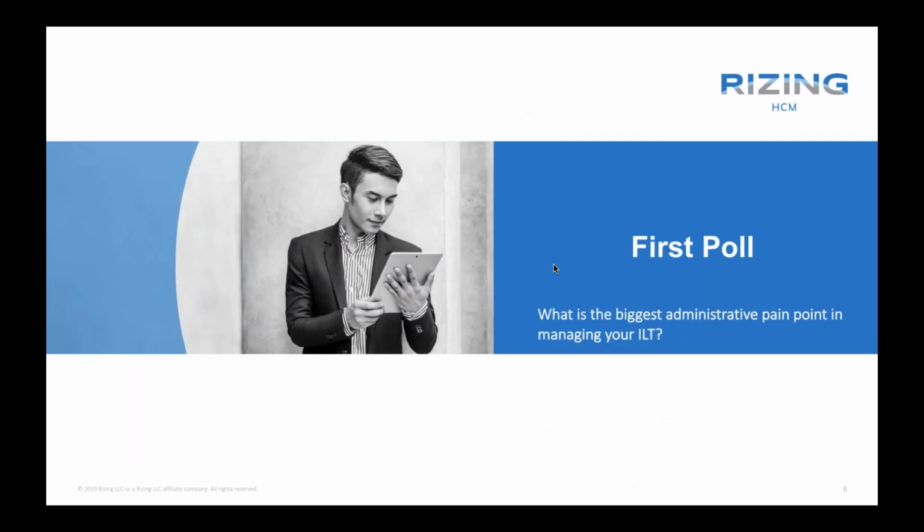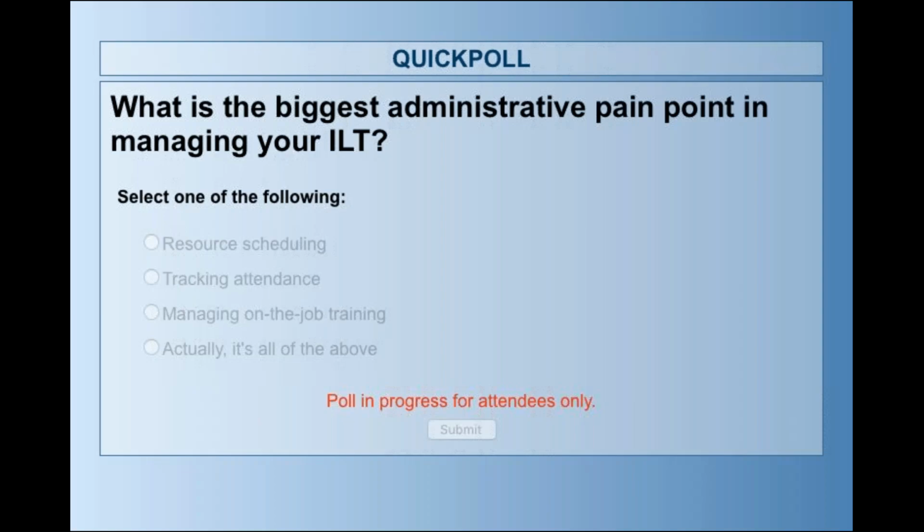So I think we have a poll that we wanted to start off with. We sure do. So we thought that we would ask everybody what your biggest administrative pain point is managing your instructor-led training today. So you're going to see a poll that pops up on the screen right now. It will be available for you. So go ahead and tell us which one of these is the biggest administrative pain point for you. Is it resource scheduling, tracking attendance, managing on-the-job training, or actually all of the above?